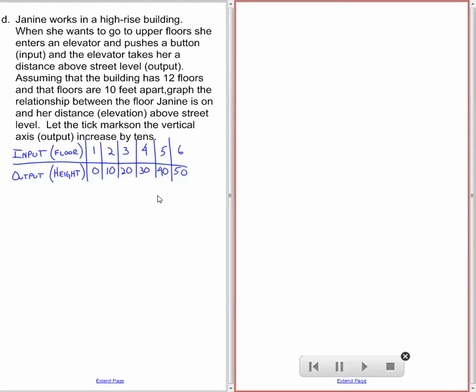All right, now let's use that information to graph this function. So vertical and horizontal axis there. We've got our floors, our input, and our heights in feet, that's our output. It's a 12-floor building, so I'll take my inputs out to 12 here. And the maximum height is going to be 110 feet, I think. So I'll plot by tens over here, and then we'll plot all these points.